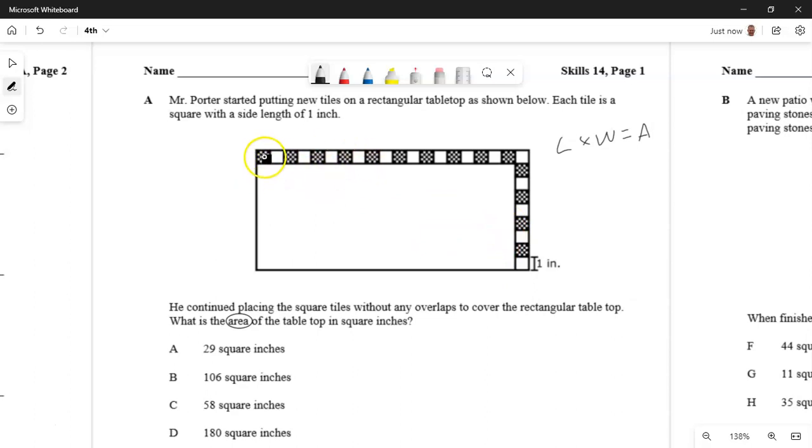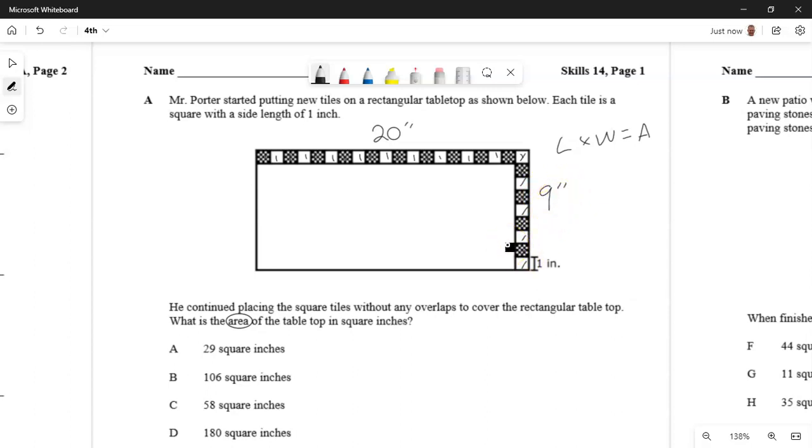So we need to figure out what the width of it is here. That's 1, 2, 3, 4, 5, 6, 7, 8, 9, 10, 11, 12, 13, 14, 15, 16, 17, 18, 19, and 20. So this length right here is going to be 20 inches. That's the inches abbreviation. And this length right here is 1, 2, 3, 4, 5, 6, 7, 8, and 9. So this is going to be 9 inches.